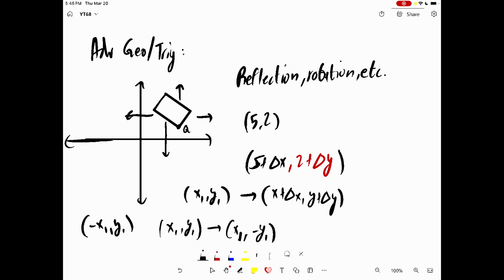Now rotation is the hardest one, as it's a little more confusing. So we're going to do this with an example of 1, 0. If we want to rotate this 90 degrees, this will become 0, 1. And if we rotate that 90 degrees again, that's going to become negative 1, 0, and so on.